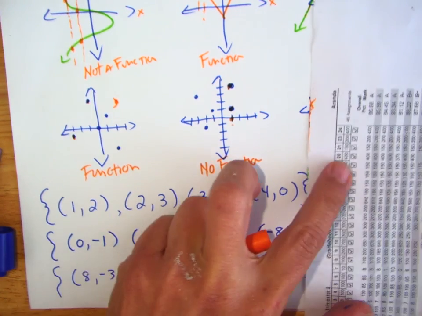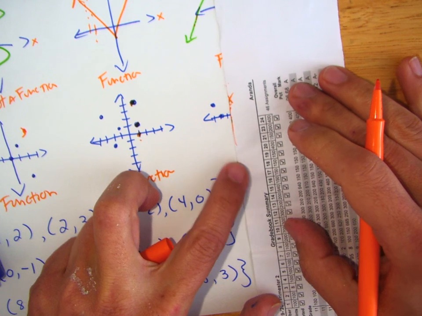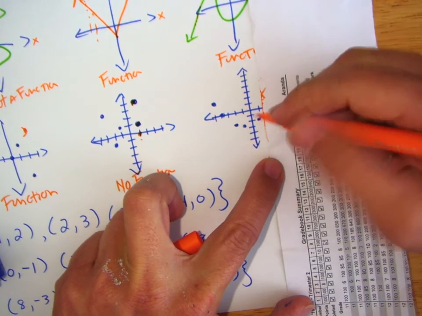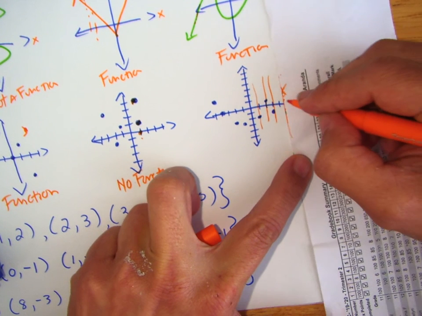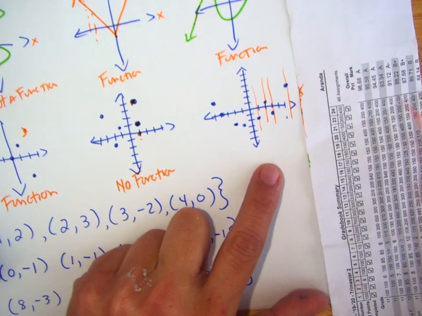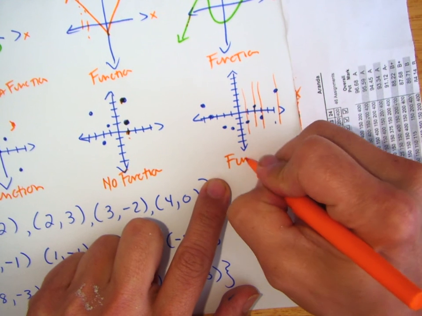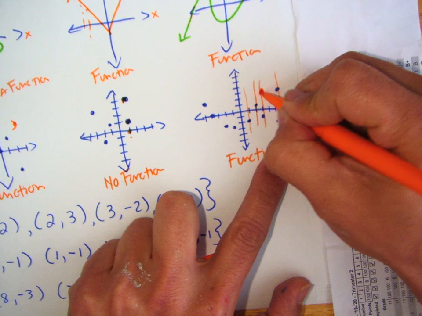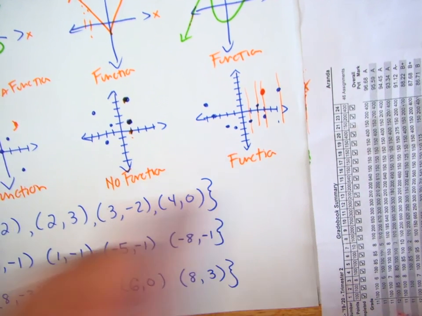And then how about the next one? Ready? Go. Here we go. Yeah, it's good, it's good. Vertical test. I could draw a line up if you want. Draw a line. Good. Okay, very good. So this is a function. If there was a dot right here, it wouldn't be a function. So right now it's a function. All right. And that's it.